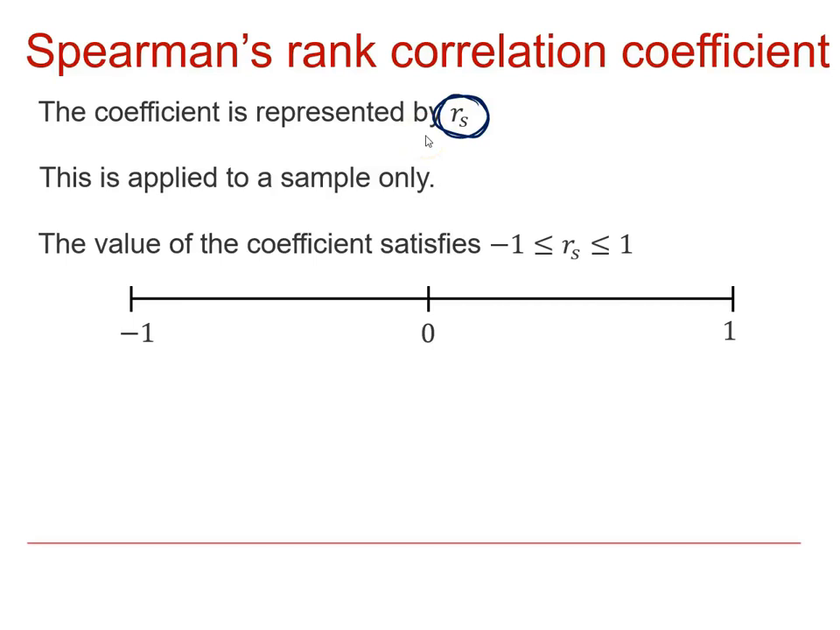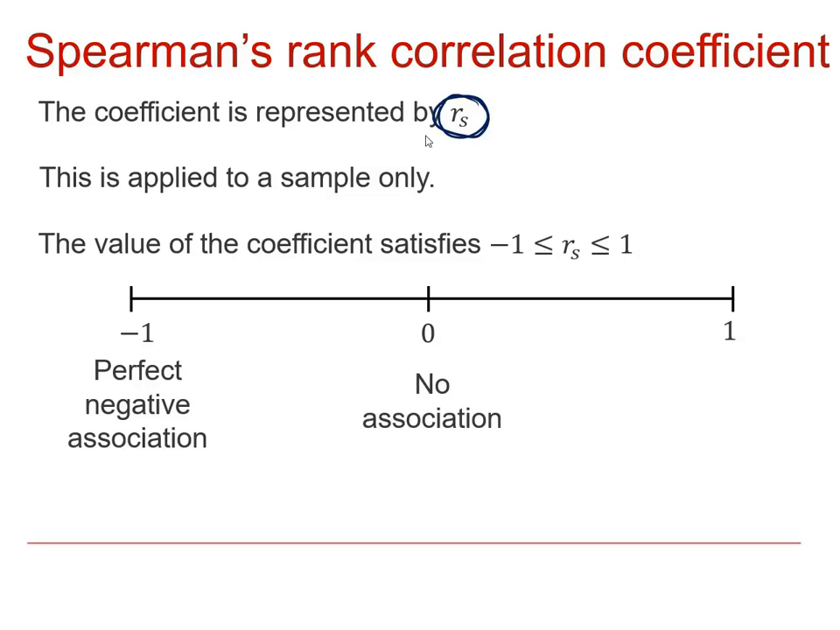Just like Pearson's product moment correlation coefficient, Spearman's rank correlation coefficient always takes values between -1 and 1, and in a very similar way, -1 represents perfect negative association, 0 is no association, 1 is perfect positive association. Note again that that is not correlation.